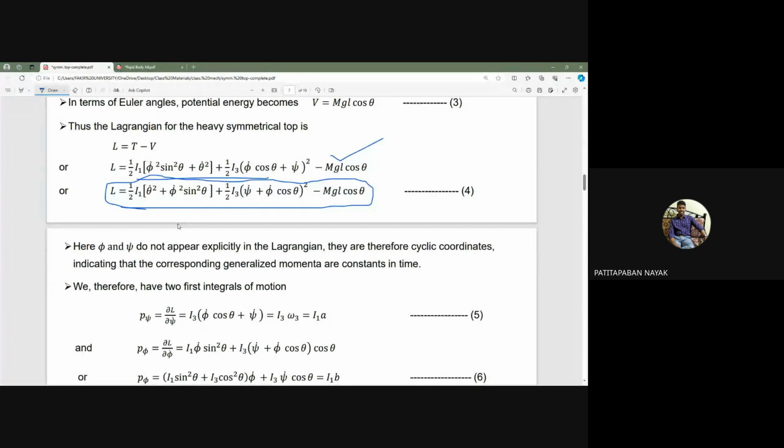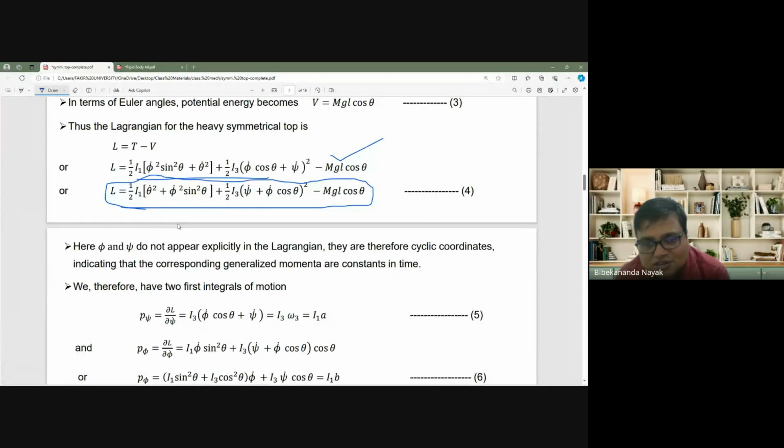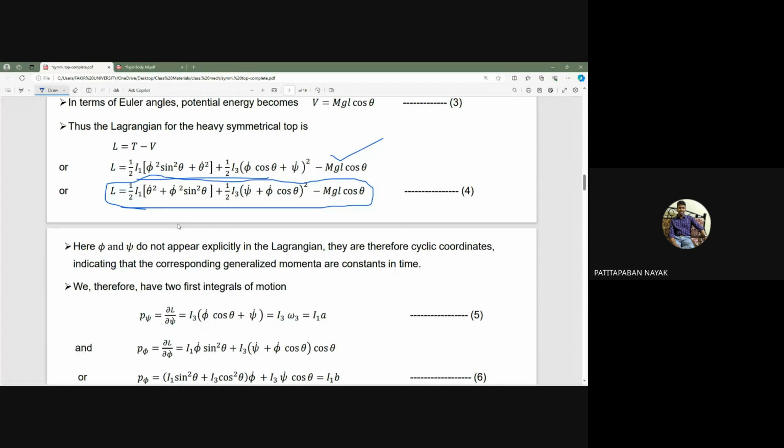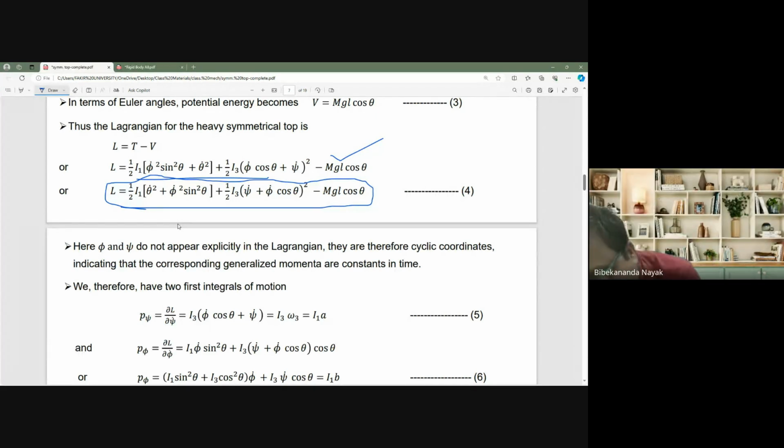And what about phi? Yes, sir, phi also. So if they are cyclic, what does it imply? Its corresponding momentum is constant. So p psi and p phi are constants of motion. p psi is equal to del L by del psi dot. You calculate this: this is I3 omega 3, a constant of motion, and p phi, del L by del phi dot, is also a constant of motion.